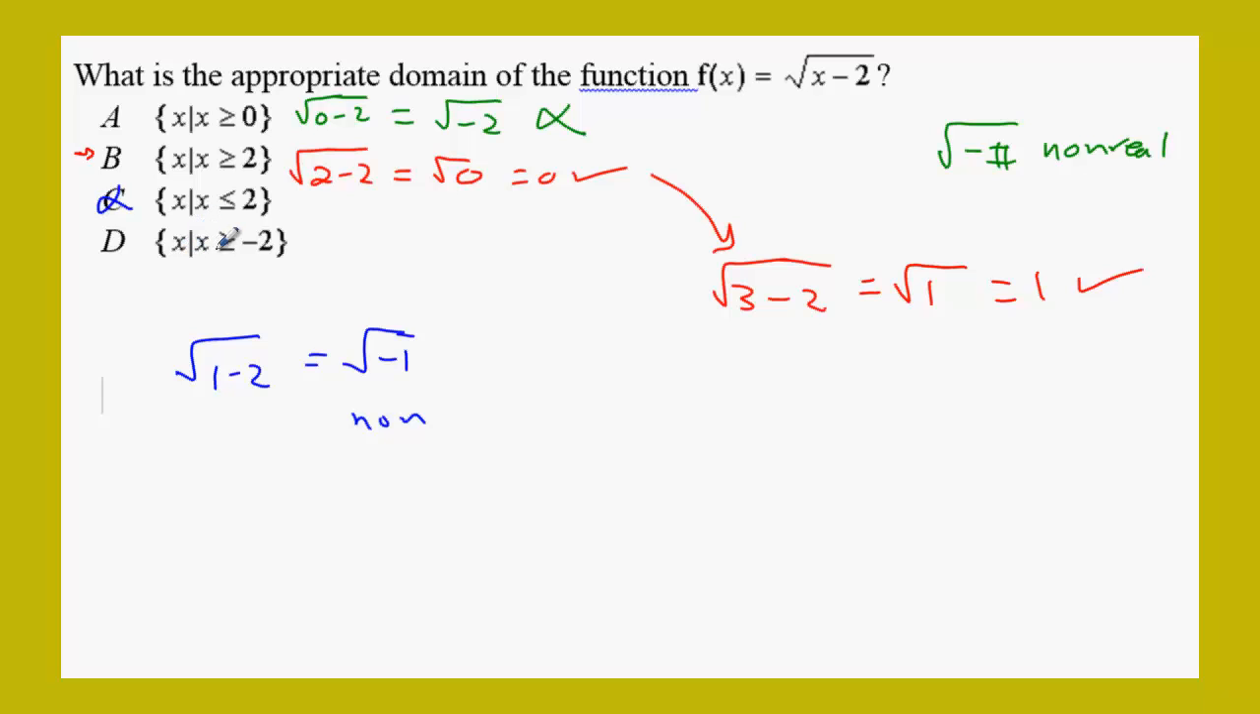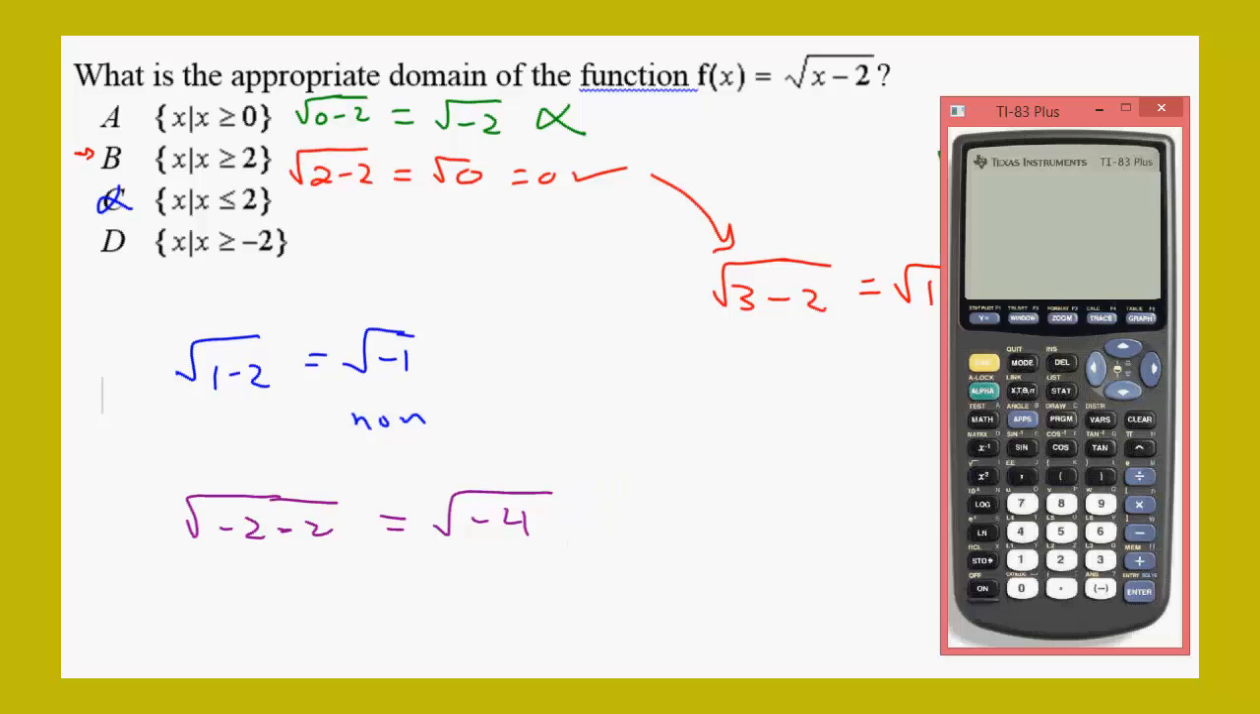X such that x is greater than or equal to negative 2. This one does not work because if x equals negative 2, that's going to be negative 2 minus 2, which is negative 4, a negative number, and that is non-real.